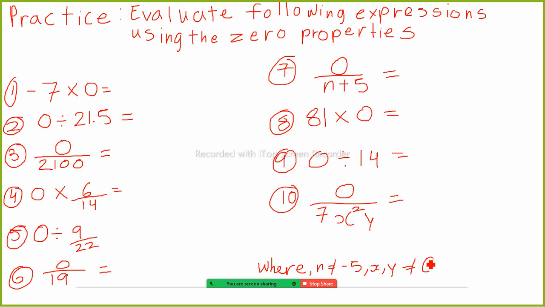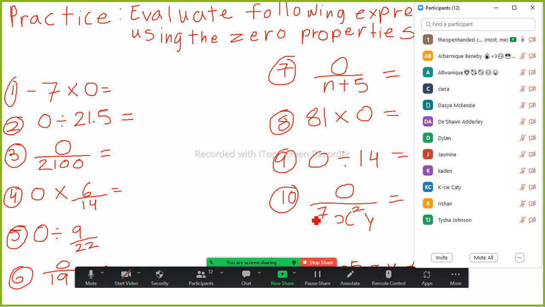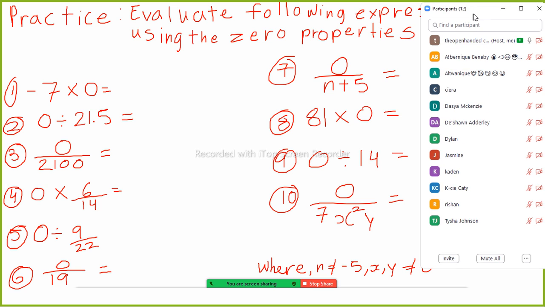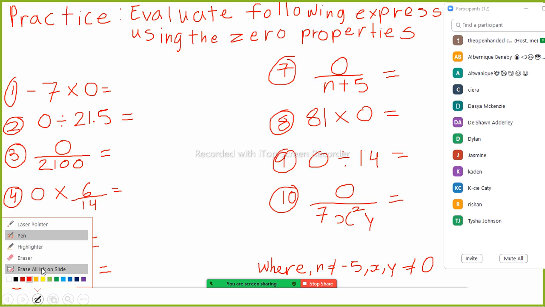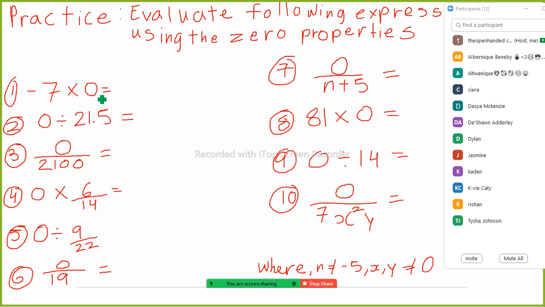All right, time's up. So let's go. The first question goes to Albernic: what is negative 7 times 0? 0. Miss Johnson, what is 0 divided by 21.5? 0, very good. Jasmine, what is 0 divided by 2,100? 0.